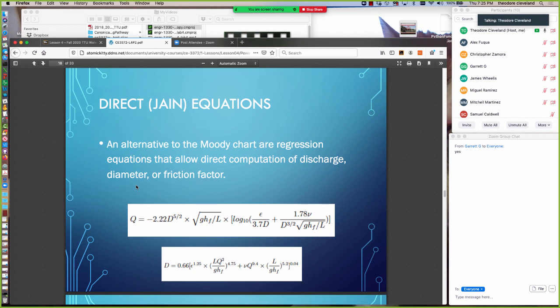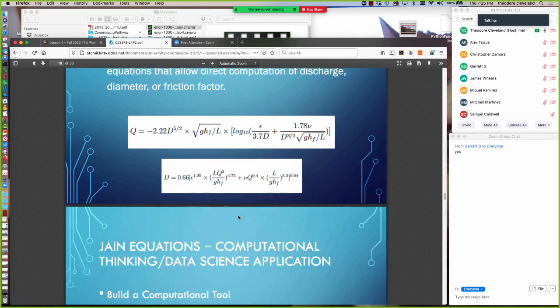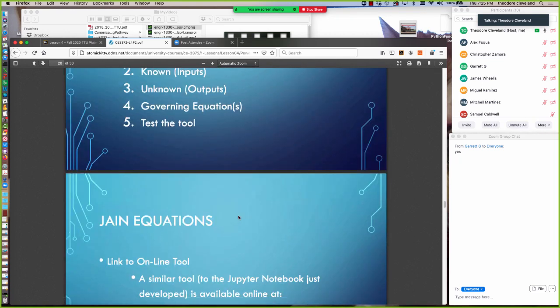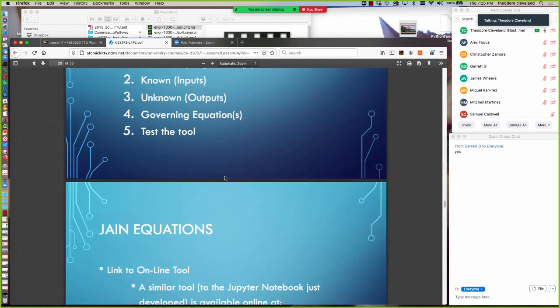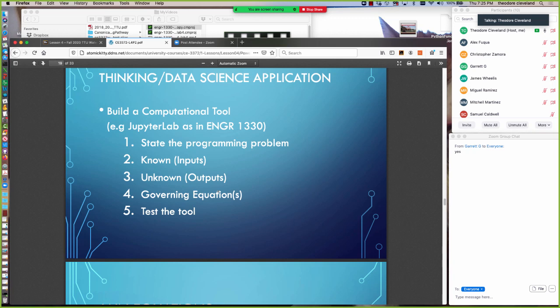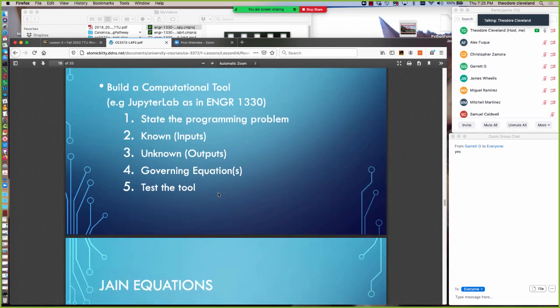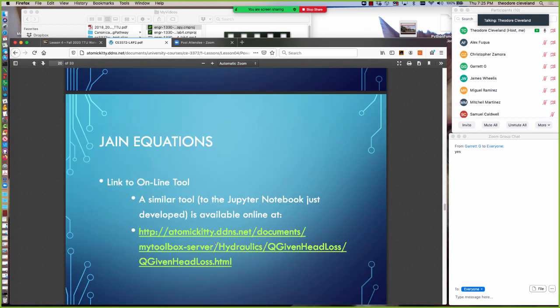The alternative to the Moody chart are direct or explicit equations. I showed you in chapter 5 of Robertson the section that discusses these equations, and here they are repeated in the presentation document. We'll skip the programming of them. If you want to see a little example of that, you can watch the morning lesson. But we will go to the class server.